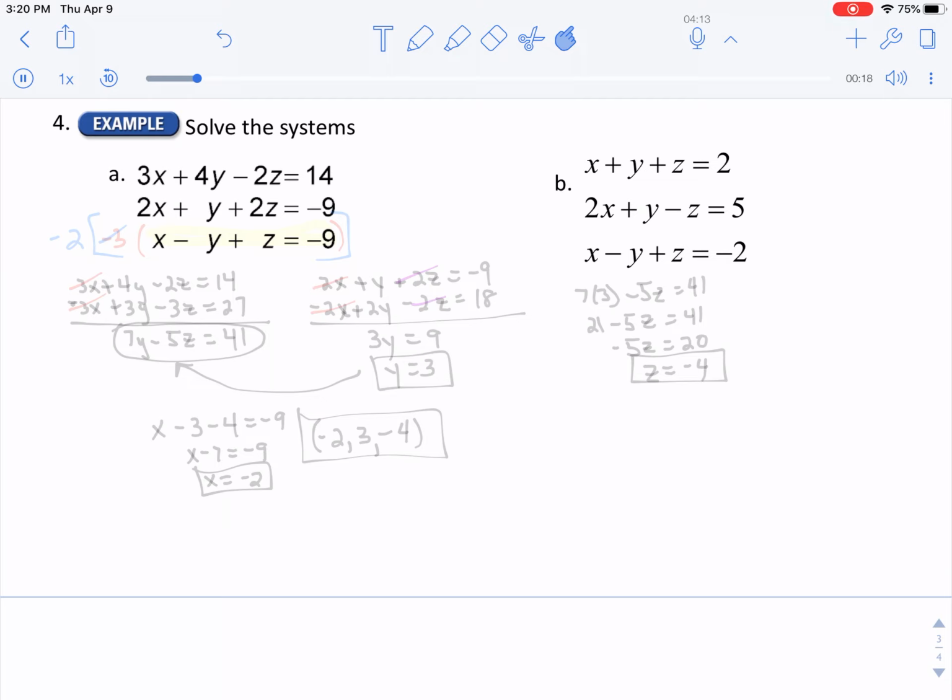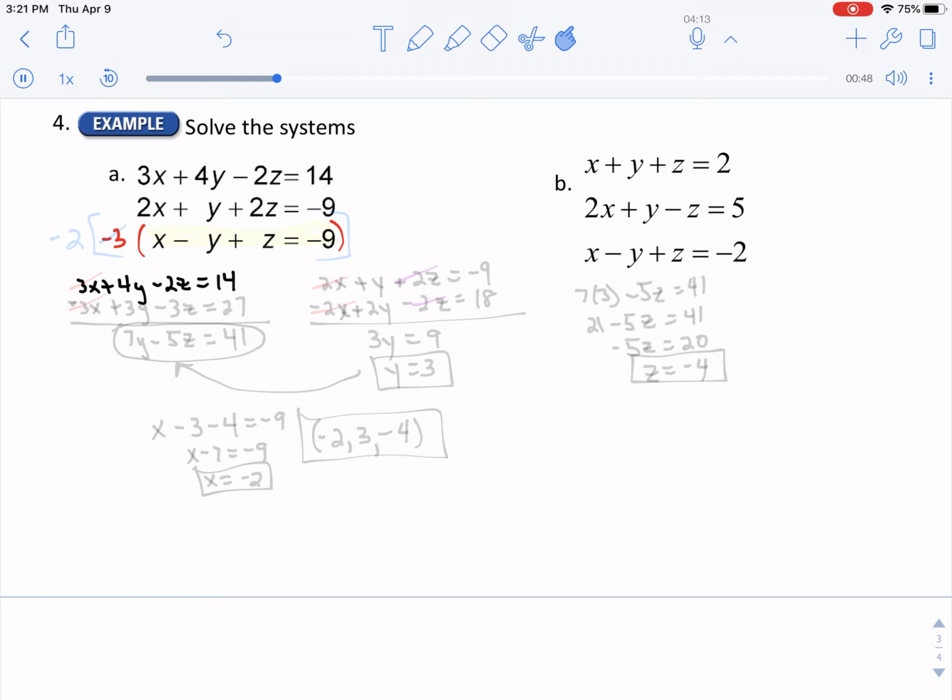So I'll take the 3x plus 4y minus 2z equals 14. And then I'm going to pick that bottom equation, and I'm going to save myself a little step here. I know for this bottom equation that I have to multiply it by a -3 so that that x will go away. So I'm going to go ahead and multiply and distribute that -3.